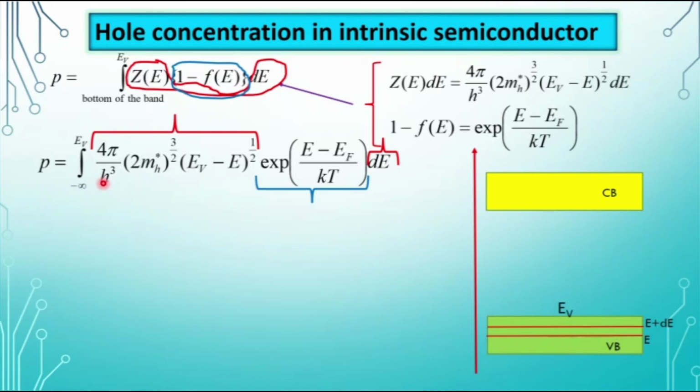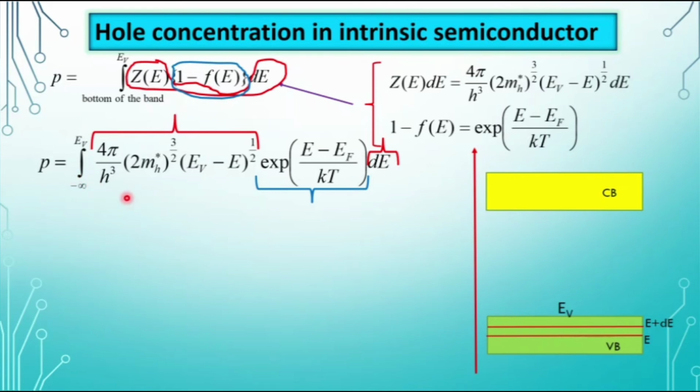Here I have made a small modification for the limits. Upper limit I have kept as it is, that is the top of the valence band EV. The lower limit I have changed from the bottom of the band to minus infinity, because if we are going up to minus infinity, we will be covering all the states available. So taking this as minus infinity, there will be no change in the hole concentration.